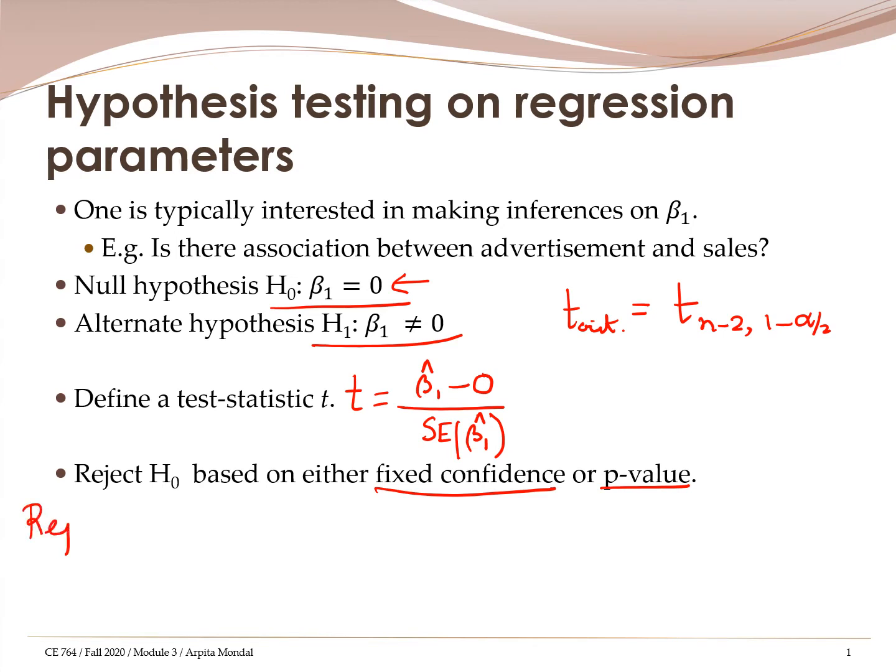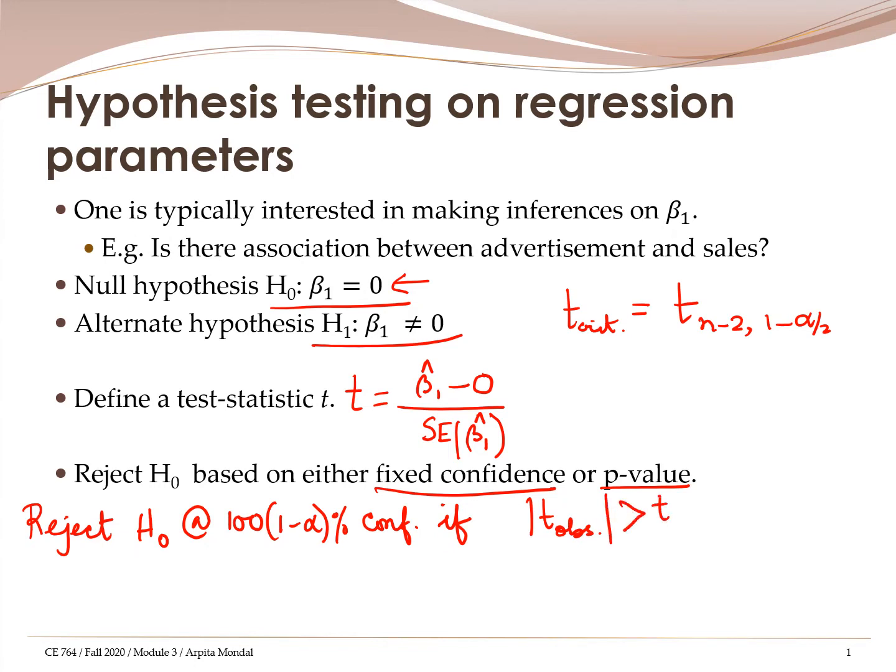So we can reject H naught at 100 into 1 minus alpha % confidence if the modulus of T observed is greater than this critical value, T critical, right?